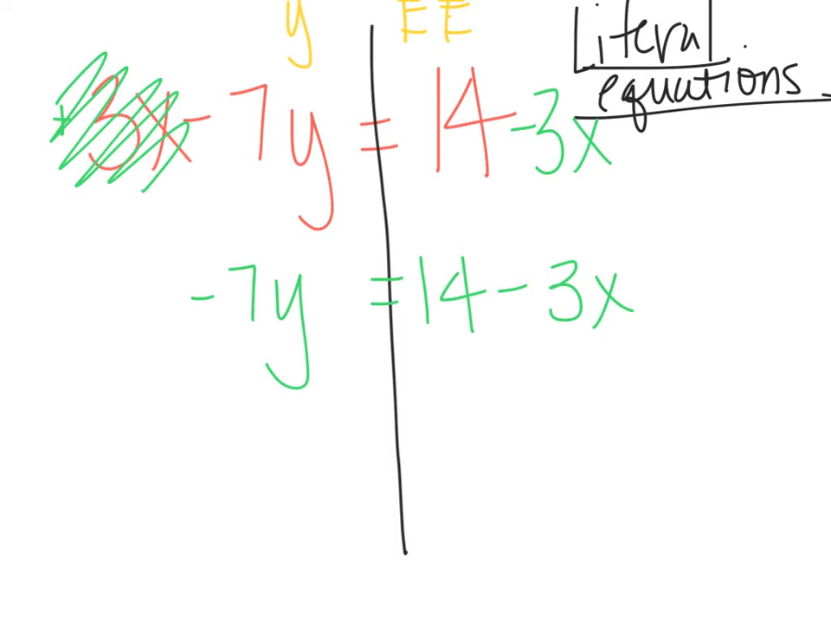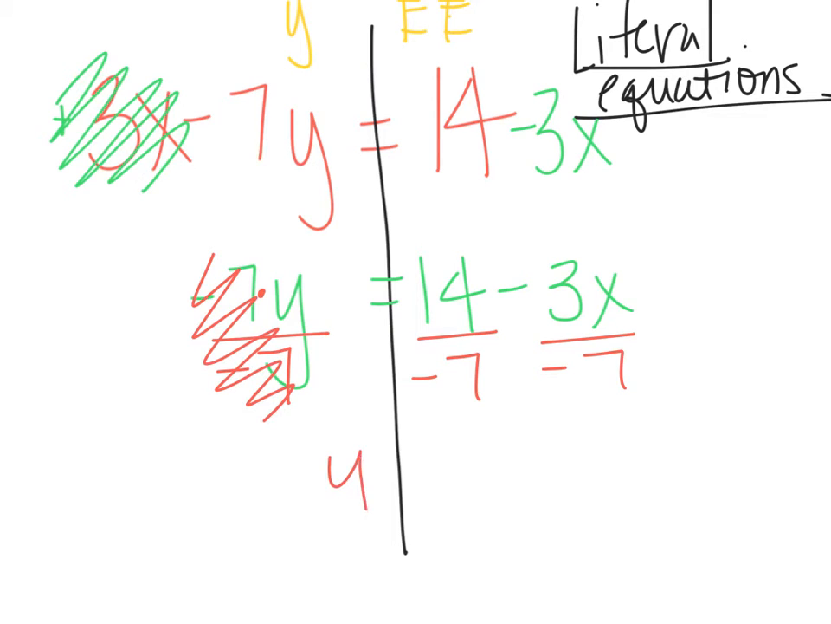To get y completely alone, I have this negative 7 here, and I can't have that anymore. It's negative 7, and that negative 7 is multiplied by y. So to get rid of something that's multiplied, I divide. Remember, when we divide, we divide everything. So this negative 7 is gone, and I'm left with y equals, and I can reduce this. I can simplify 14 divided by negative 7, which is negative 2. And I can simplify negative 3 over negative 7 to an extent. I can make it positive because a negative divided by a negative is a positive 3 over 7.